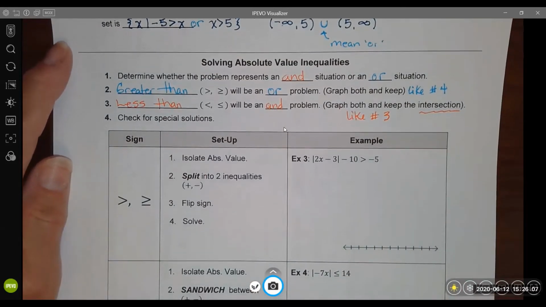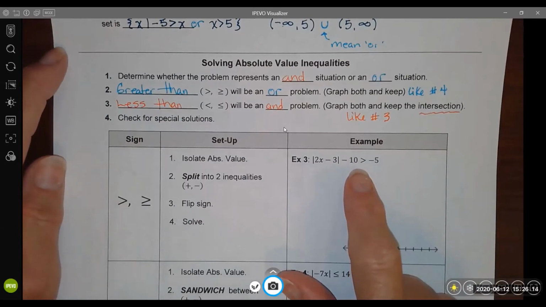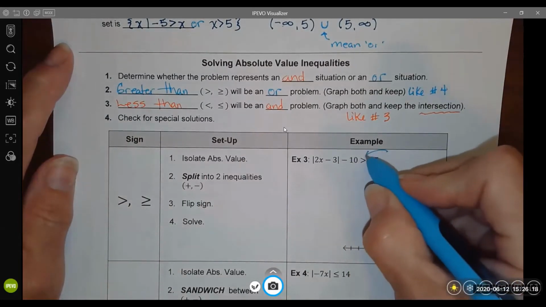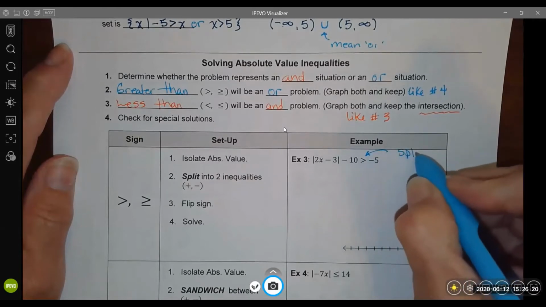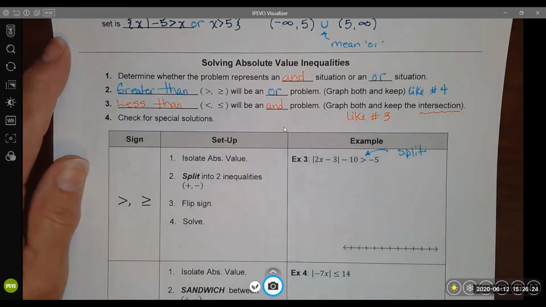Let's try an example so that we can make this a little bit more attainable. The first thing I notice is that this is a greater than symbol, so I know this is going to be a split. And we'll talk about how to think about this in just a moment.